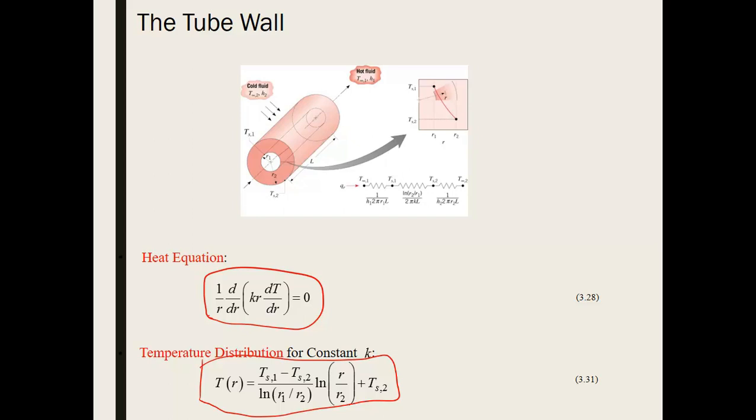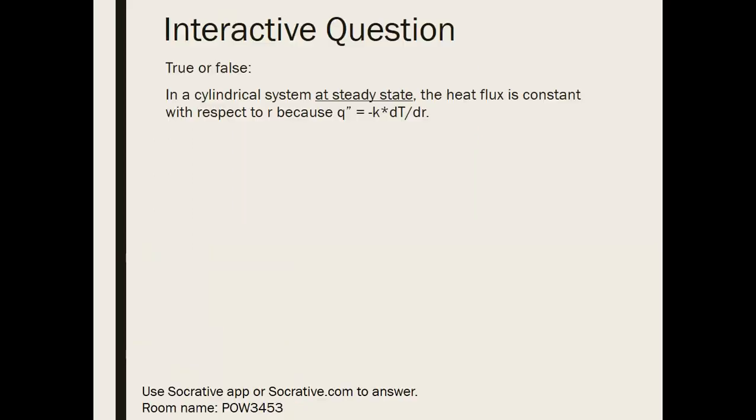All right, so now let's do a thought question. True or false, in a cylindrical system at steady state, the heat flux is constant with respect to R, because we just apply Fourier's law that flux is equal to minus K times dT/dr. So stop and think about that. Is flux going to be constant?